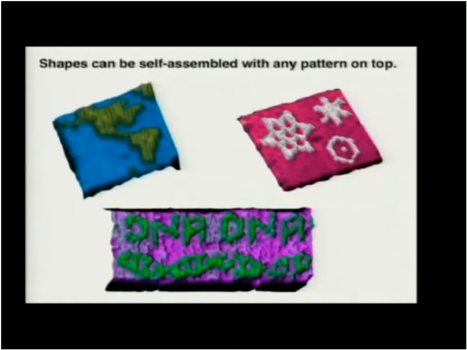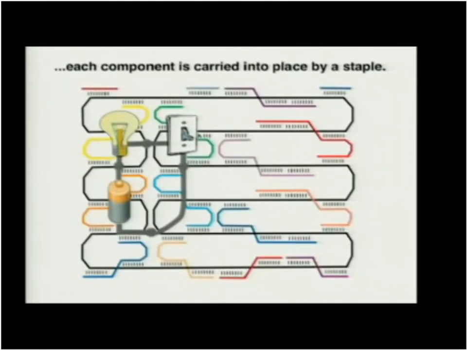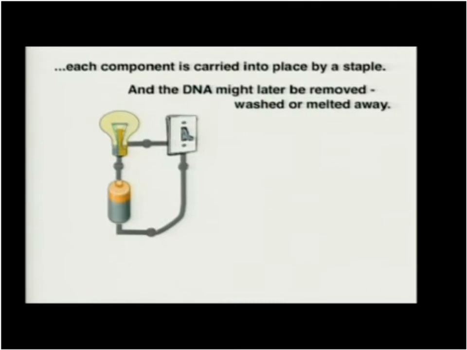And you can make patterns as well as shapes, okay? And you can make a map of the Americas and spell DNA with DNA. And what's really neat about it, well, actually this all looks like nano artwork, but it turns out that nano artwork is just what you need to make nano circuits. So you can put circuit components on the staples, like a light bulb and a light switch, let the thing assemble, and you'll get some kind of a circuit. And then you can maybe wash the DNA away and have the circuit left over.